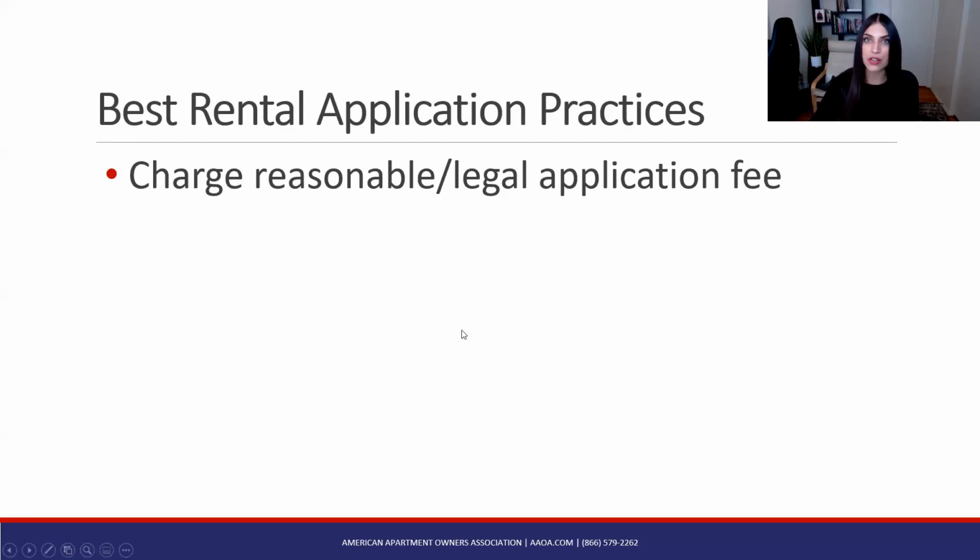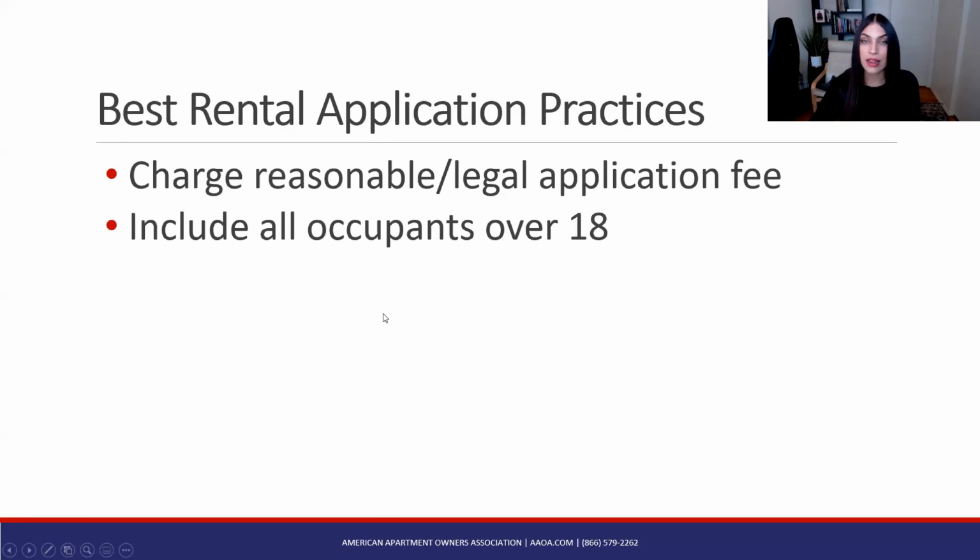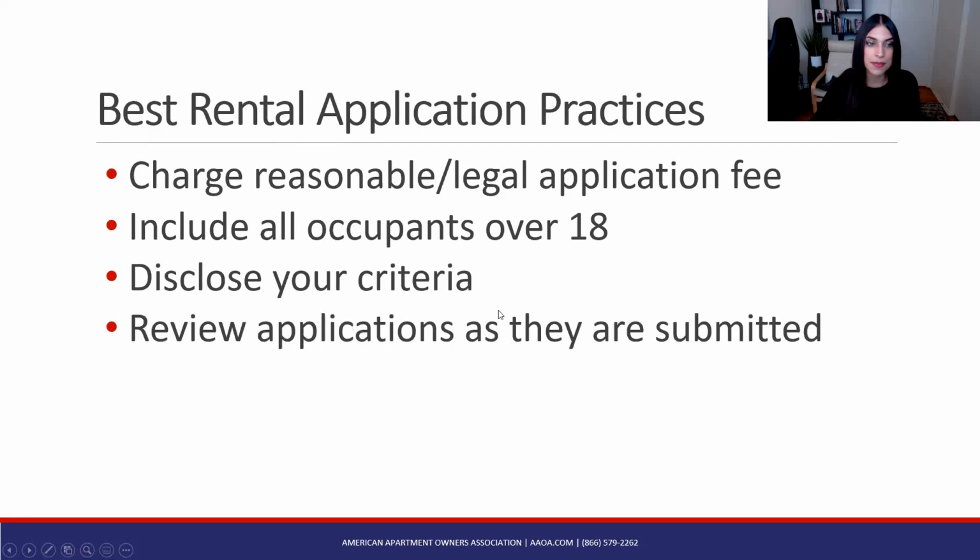And then there are some other states as well, but just make sure that it's reasonable or legal. Like I mentioned, include all occupants over the age of 18. Disclose your criteria. We'll talk a little bit about how to create criteria that makes sense for your rental in a moment, but you want to tell them up front what it is that you're looking for, so that they don't feel like they're wasting their time and they can disqualify themselves if they don't have the right criteria to apply, and it saves everyone time.